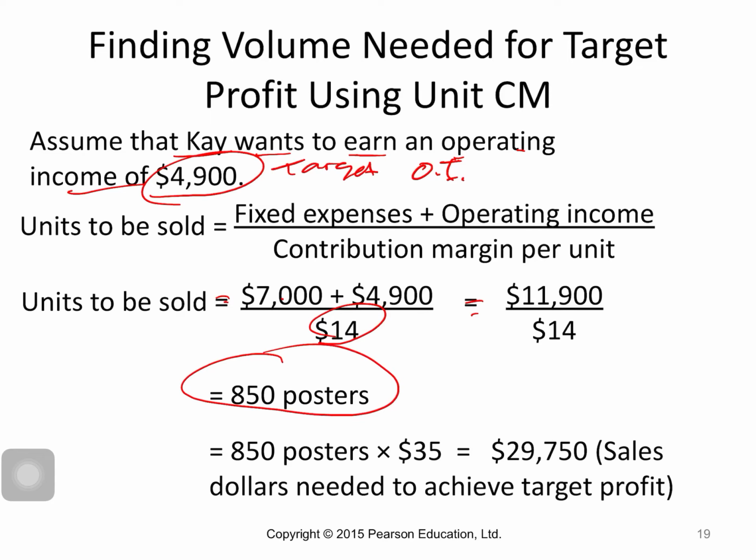It means that if you sell 850 posters, you will get a profit or operating income of 4,900. Or in other words, if your sales are $29,750, your operating income is 4,900. Okay, so this formula you need to remember and understand.